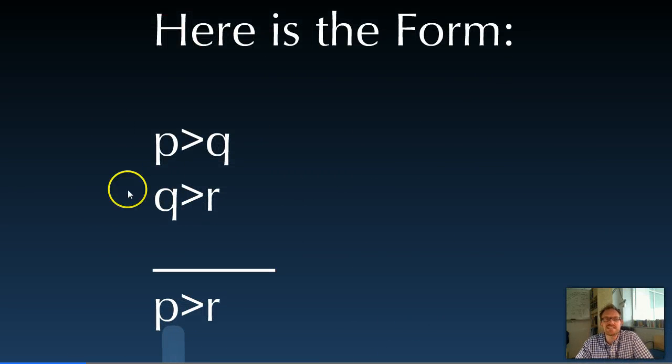It actually has this structural form. Just to give you a sense of how formal and informal fallacies differ, here's the structure of this argument. It says, if P then Q, if Q then R, therefore if P then R.